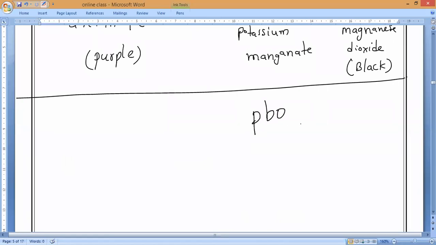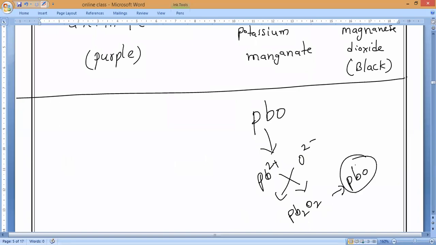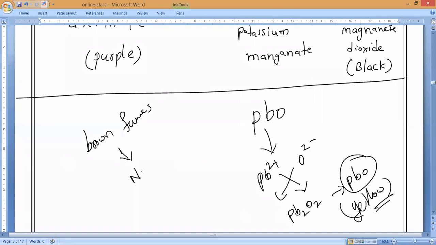Understand? Why is it PbO? Pb is 2 plus and oxygen is 2 minus, so it would come Pb2O2, which reduces to PbO. What is the color of this one? Yellow color. Brown fumes, which indicate nitrogen dioxide. It is brown fumes. Everybody should remember that.